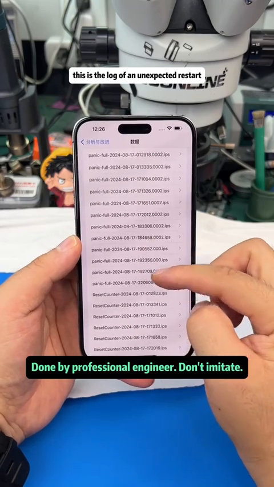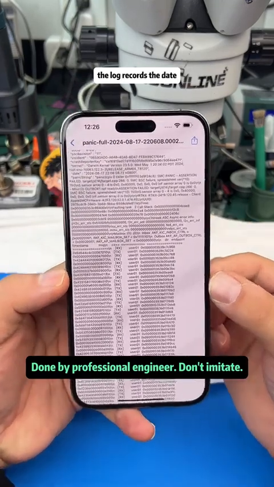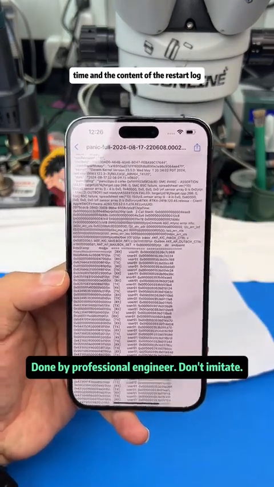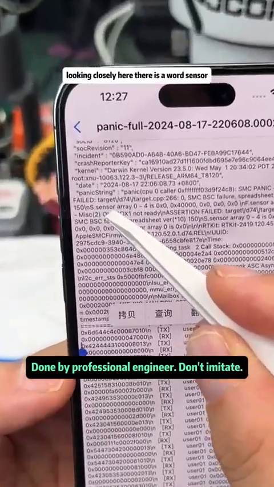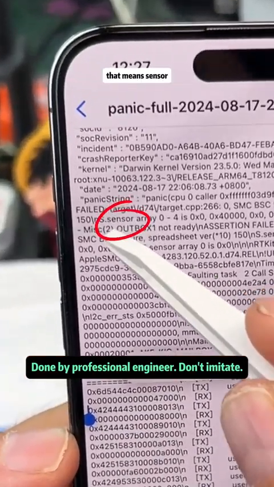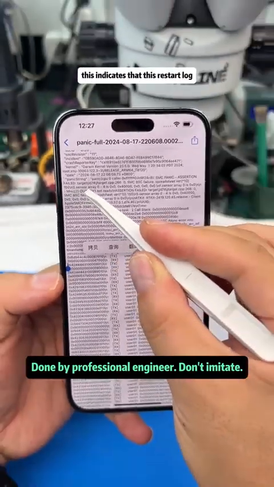This is the log of an unexpected restart. The log records the date, time, and the content of the restart log. Let's observe it carefully. Looking closely here, there is a word sensor. That means sensor. This indicates that this restart log is related to a sensor.